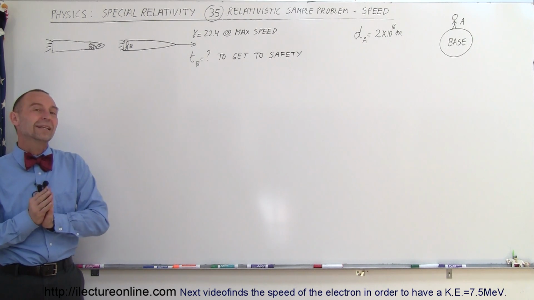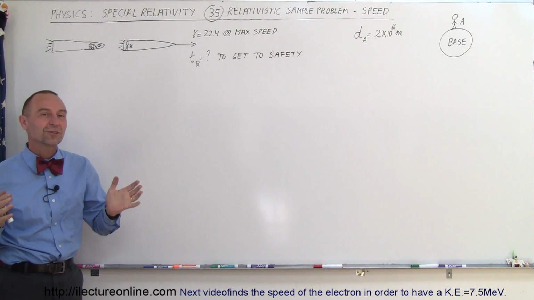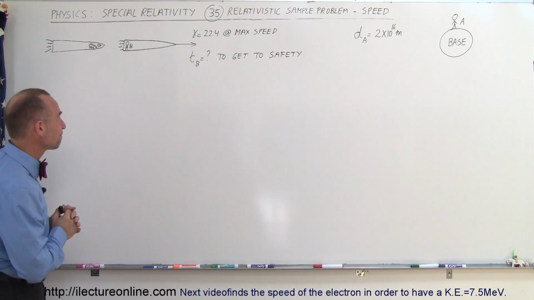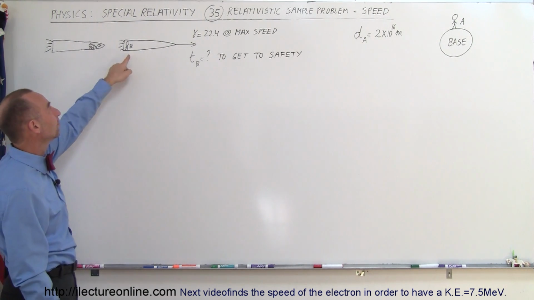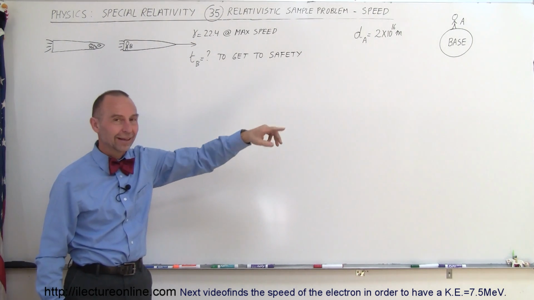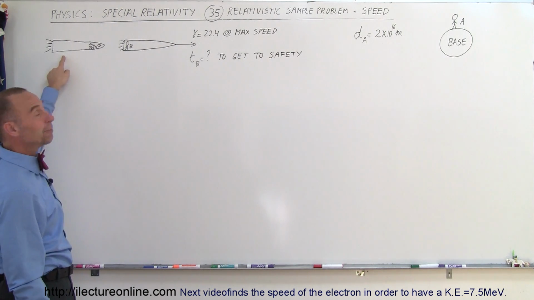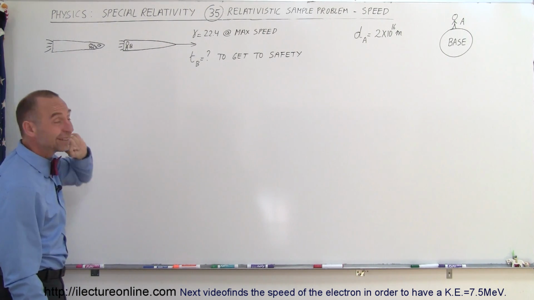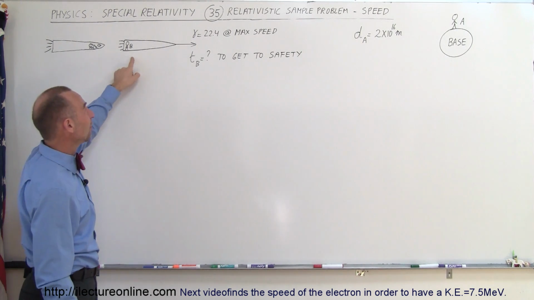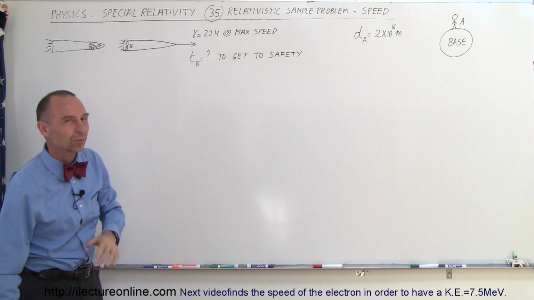Welcome to Lecture Online, and here's an interesting problem for us to see if we understand relativistic velocity, time, length, and so forth. Let's say you're in the spaceship, observer B, and you're trying to make it back to base because you're being pursued by the evil empire. Luckily you have a really fast spaceship, with a Lorentz factor as much as 22.4 at maximum speed.